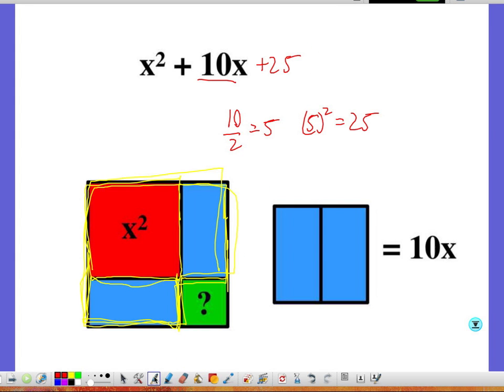Well, let's confirm it. Here I have 10x. If I divide it by 2, then each rectangle is 5x. 5x goes here, 5x goes here. And if I write out the dimensions, it indeed is 25. Yes, it is correct. There we go. So by adding 25, can you see how I completed the square? Now I have a complete square.